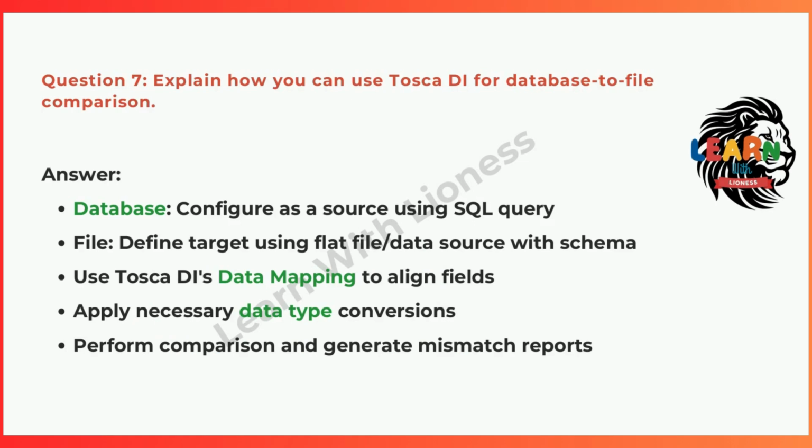Question 7. Explain how you can use Tosca DI for database to file comparison. Answer. A. Database. Configure as a source using SQL query. B. File. Define target using flat file or data source with schema. C. Use Tosca DI's data mapping to align fields. D. Apply necessary data type conversions. E. Perform comparison and generate mismatch reports.